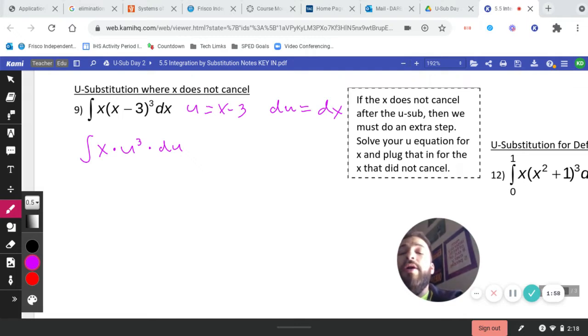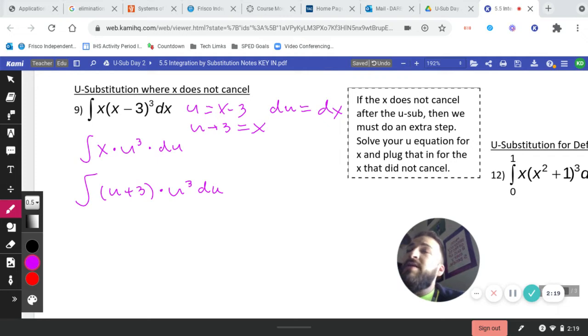So here, u equals x minus 3. I can add 3 to both sides, so I get u plus 3 is equal to x. Then I can replace that x with u plus 3. So we get the integral of (u plus 3) times u cubed du.